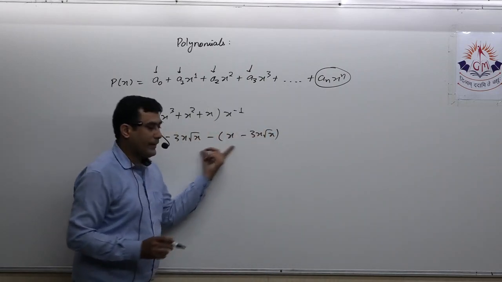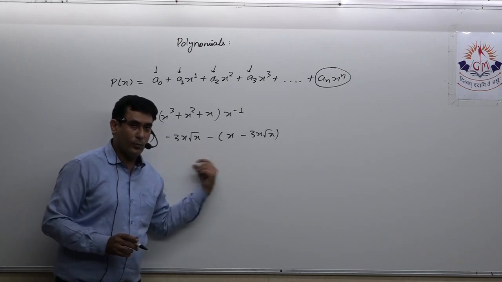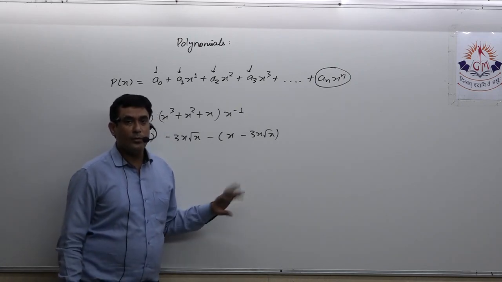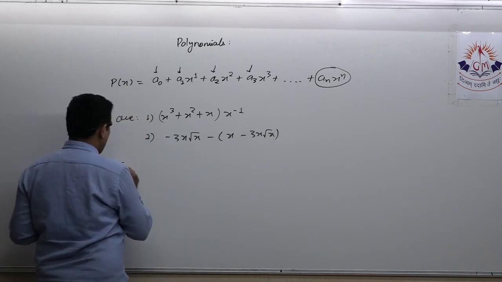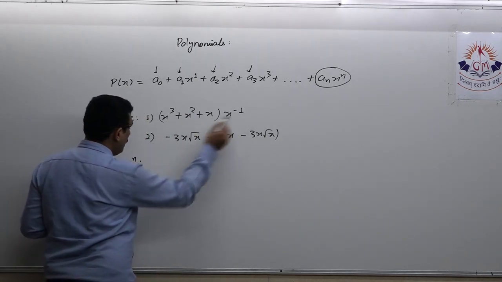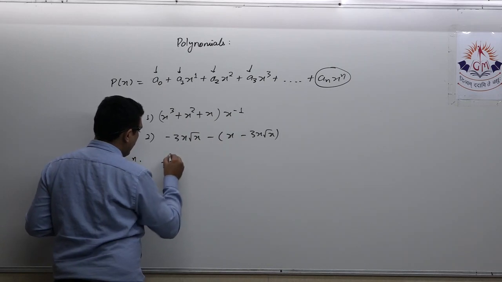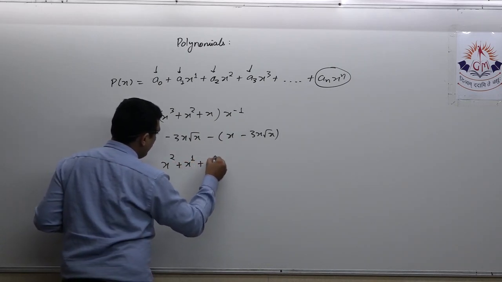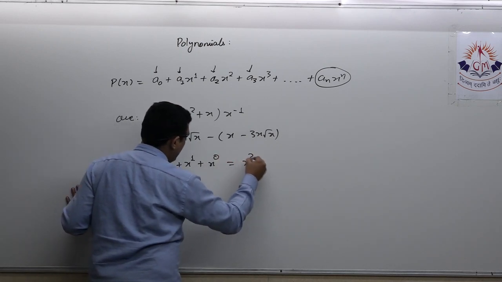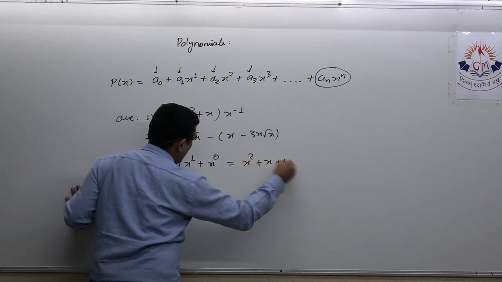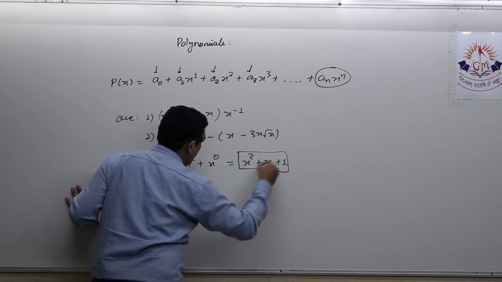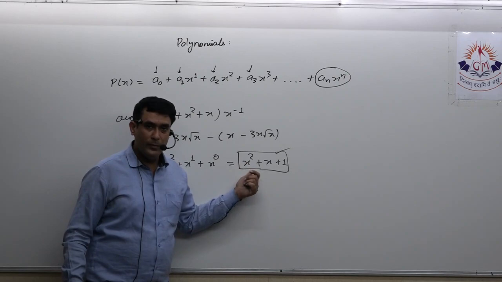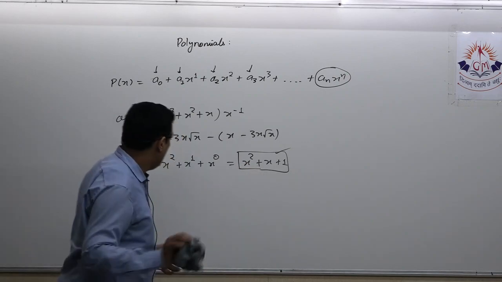Similarly, over here there is a bracket. Unless we open the bracket and cancel terms if possible, it is not possible to identify. So let us see the first one. If I multiply, this will become x raised to 2 plus x raised to 1 plus x raised to 0. Ultimately, it becomes x square plus x plus 1. Yes, this is a polynomial, because the exponents of the variable are whole numbers.